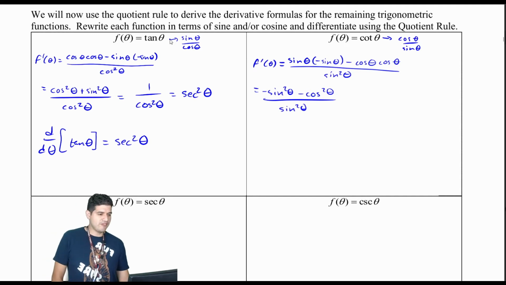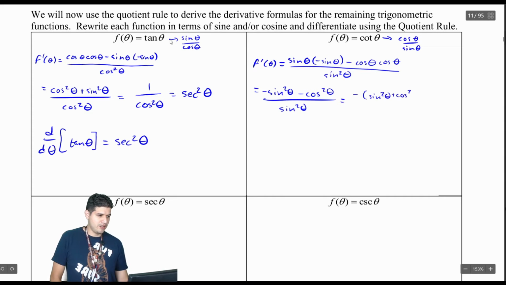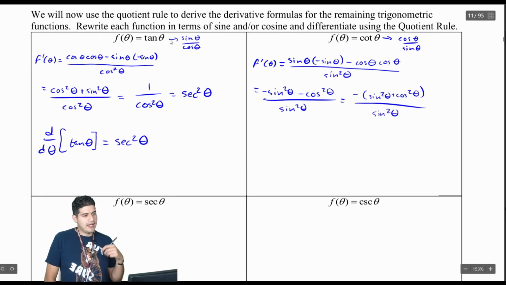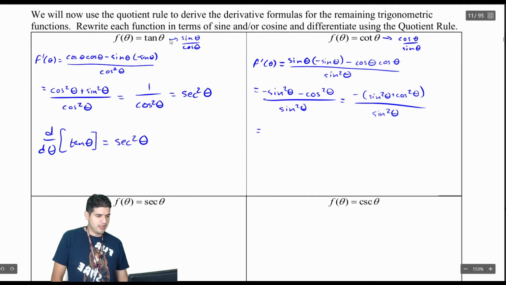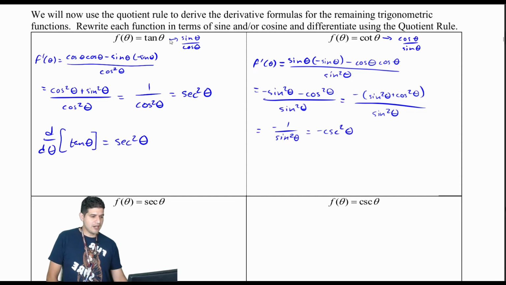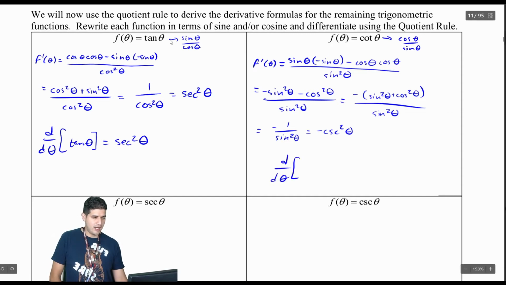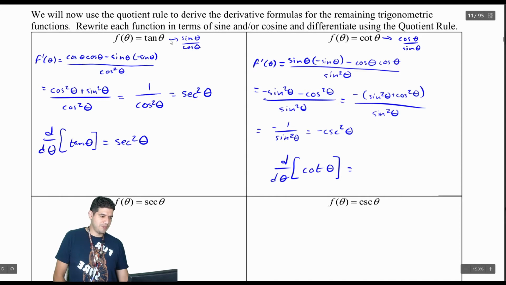So this looks very similar. What I'm going to do is factor out a negative 1, and I'm going to get sine squared theta plus cosine squared theta right there, still divided by sine squared of theta. And we know that sine squared plus cosine squared is 1. So this comes out to be negative 1 over sine squared theta, and that's a reciprocal identity, which gives me negative cosecant squared theta. So whenever I see the derivative with respect to theta of cotangent of theta, we know that it's going to come out to be negative cosecant squared of theta.